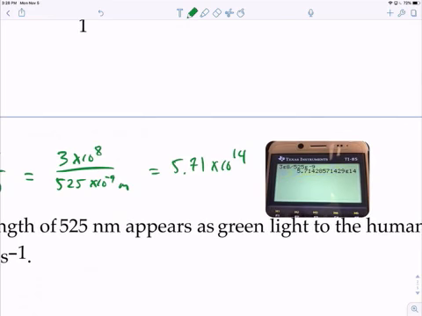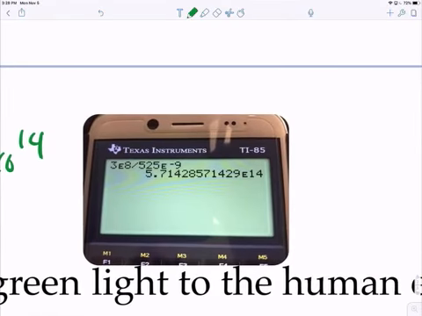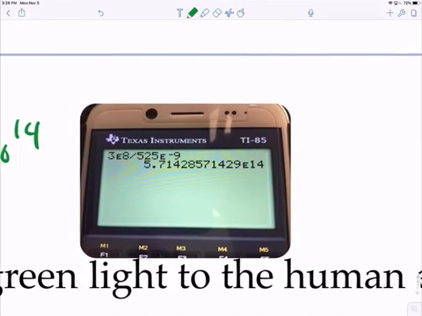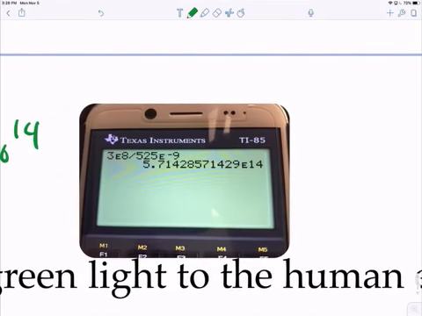So this is what you put in your calculator. So 3 times 10 to the 8th over 525 times 10 to the minus 9, like that. So, questions with how this works?